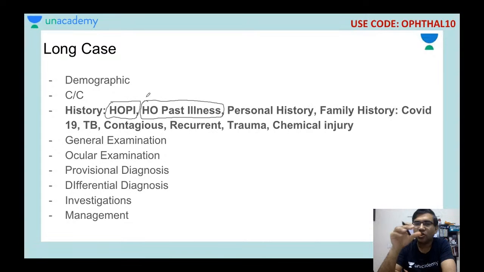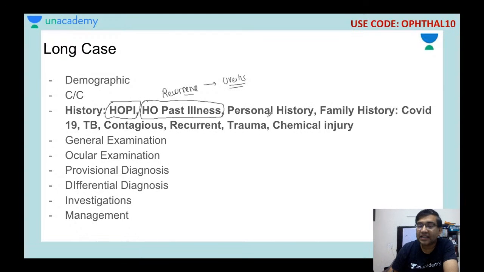Can anyone tell me? The patient gets redness again and again, then it resolves, then redness happens again. When can this happen? If there is a recurrent redness, recurrence is a very characteristic feature of uveitis. That's why it is very important.